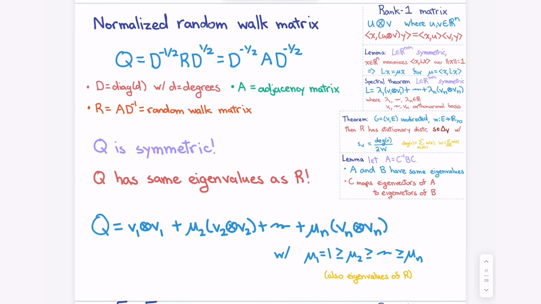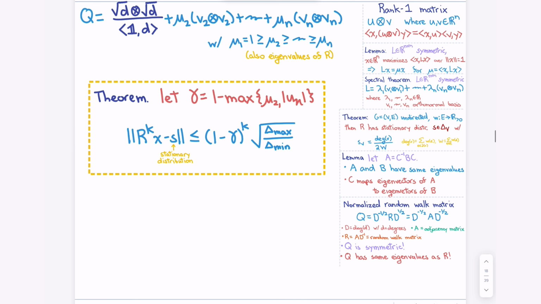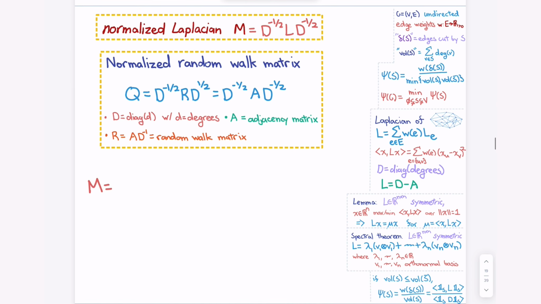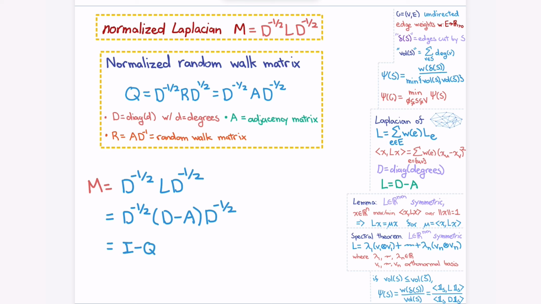Now, remember all this stuff from before, and this theorem from before. You can take your normalized Laplacian like this, and plug in D minus A, sorry. The D's are going to cancel each other out, and you're going to get I minus Q. So what does that tell you about the eigenvalues of M?